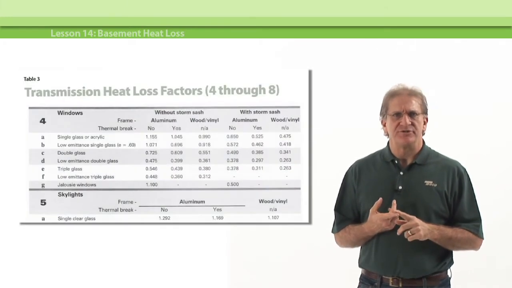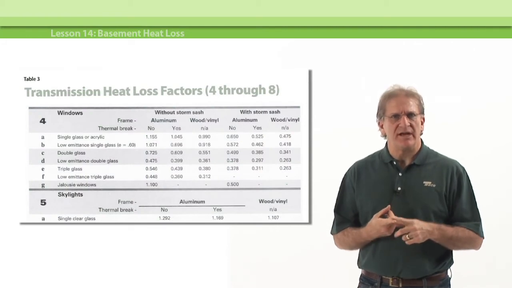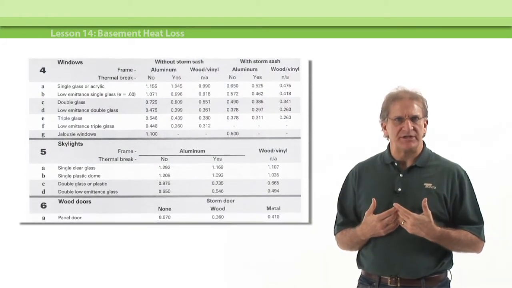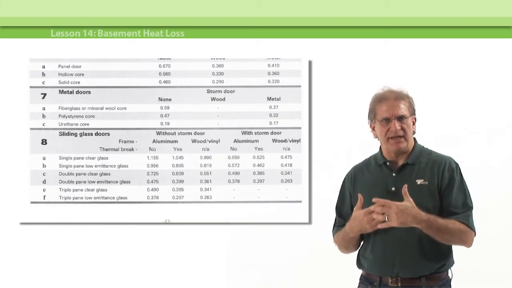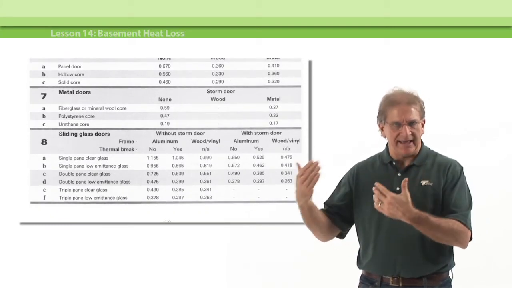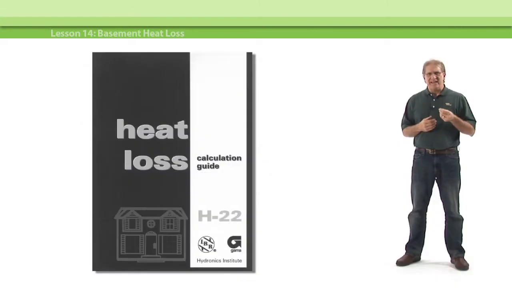Table 3 tells you the transmission heat loss factor to apply for just about every type of building material or construction you're bound to run into. There are specific ways to handle basements and walls below grade and cold partitions. The Heat Loss Calculation Guide H22 contains all of the details for determining heat loss in virtually every situation. This book's inexpensive and it's well worth having. If you consider yourself a heating professional, you really need to have this guide in your library.